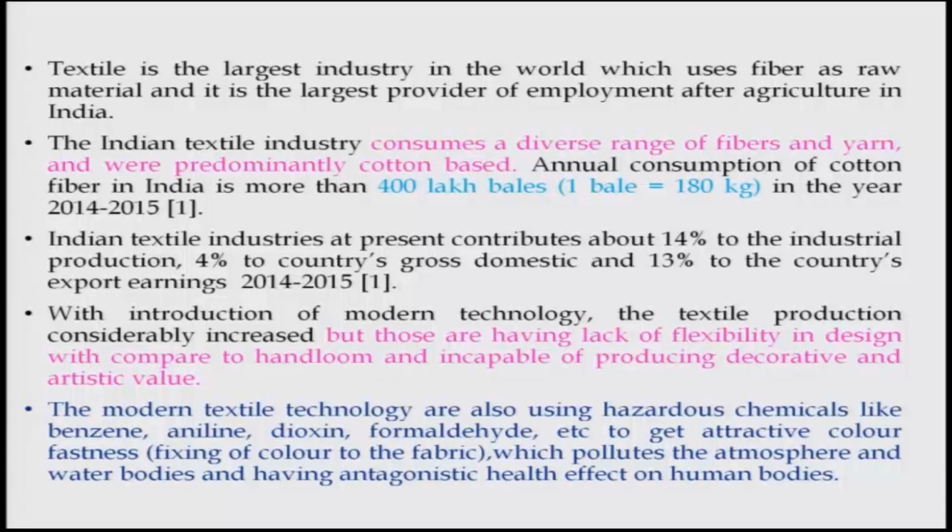but not today. Annual consumption of cotton fiber in India is more than 400 lakh bales. One bale is around 180 kg in a year, according to 2014 and 2015 data. Indian textile industries, in 2014 and 15, contributed around 14% to industrial production, 4% to the country's gross domestic product and 13% to the country's export earnings. So, it is a big amount of revenue that we get, and so does the government.